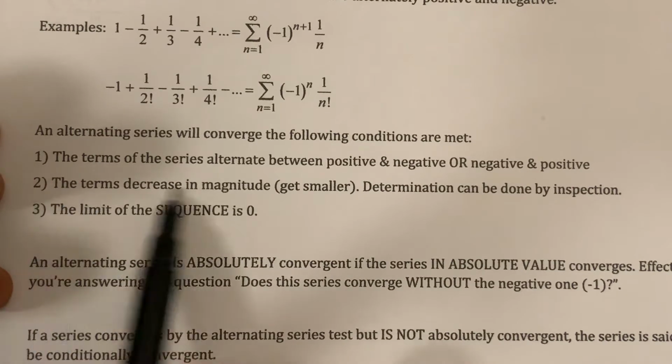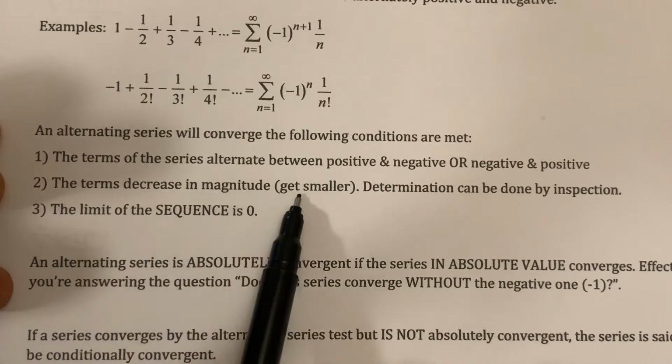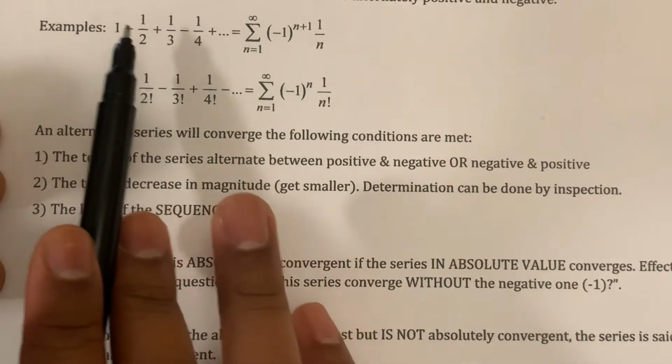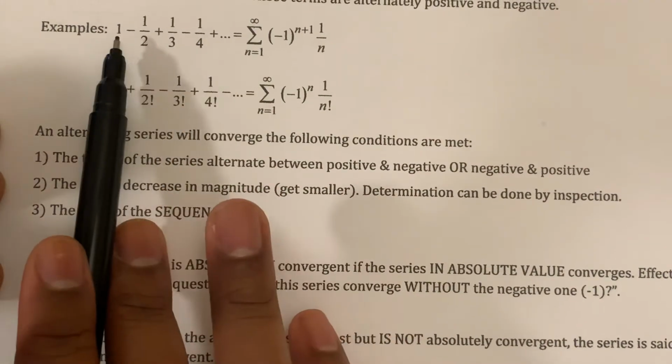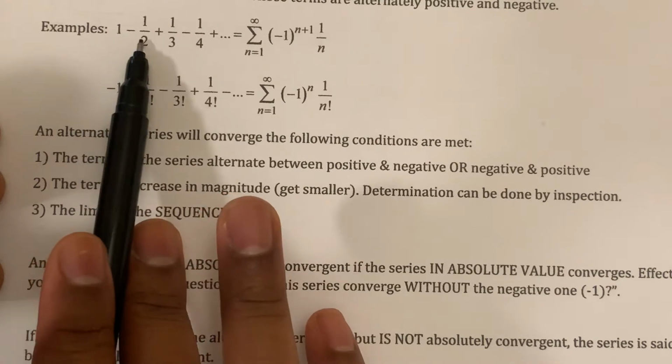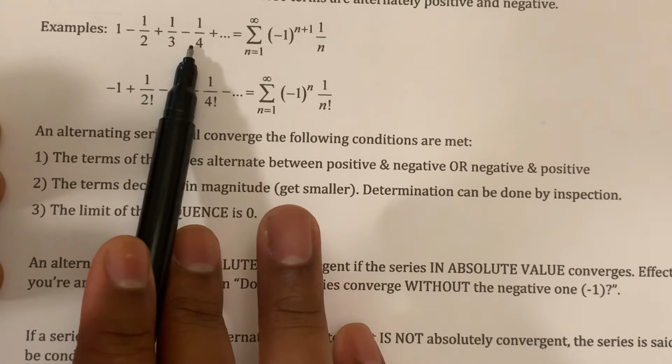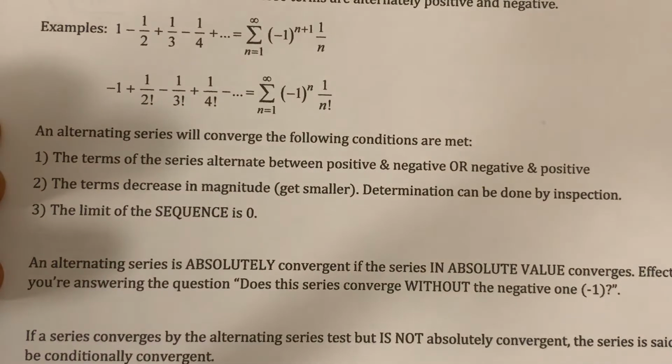So the second criteria is that the terms decrease in magnitude. You can generally determine this by just looking at the sequence. And if it helps, write down a couple of terms to see what happens. It's pretty clear that if you ignore the sign, then 1 is greater than a half is greater than a third is greater than a fourth would be greater than a fifth, and so forth. That's what we mean by decrease in magnitude. The terms, ignoring sign, get smaller.